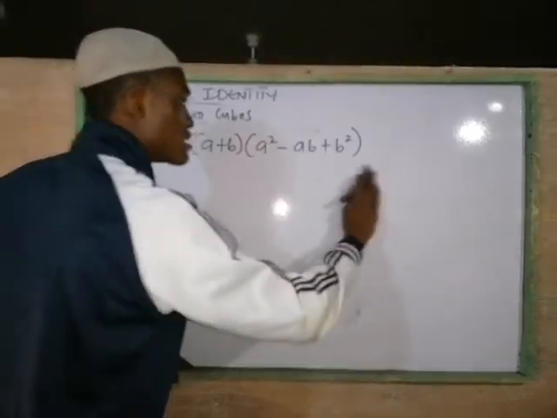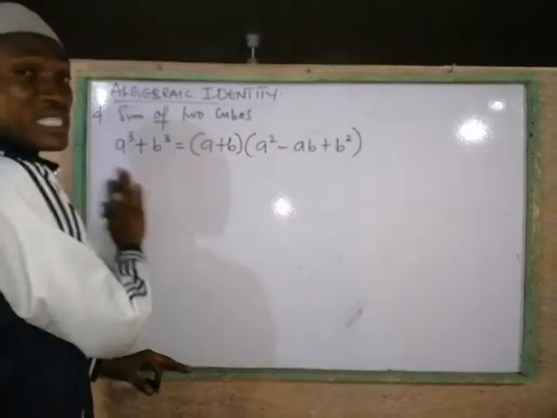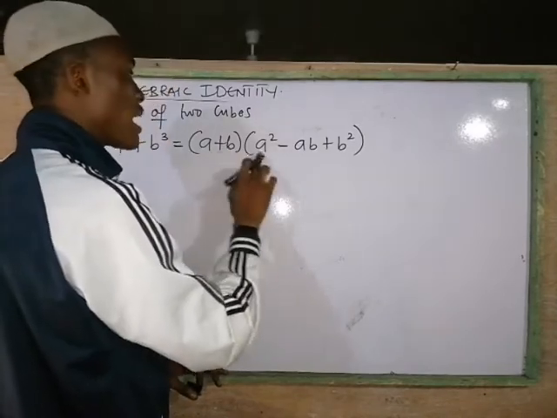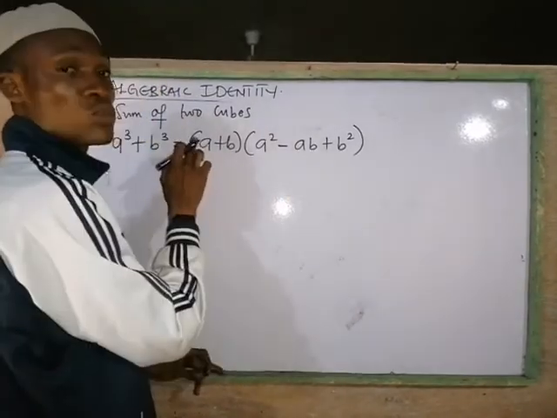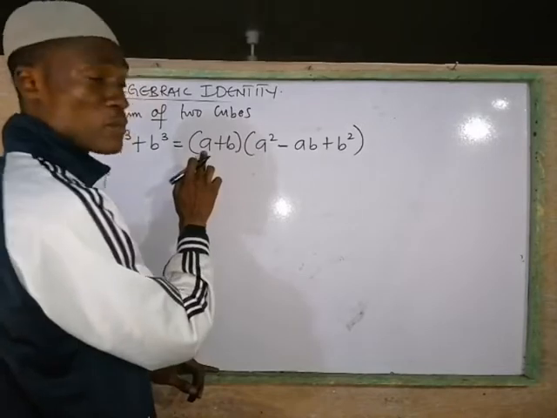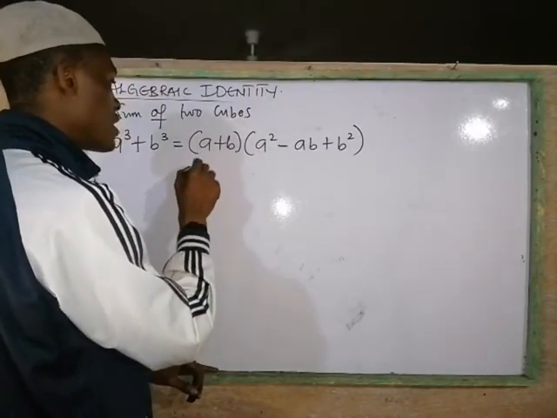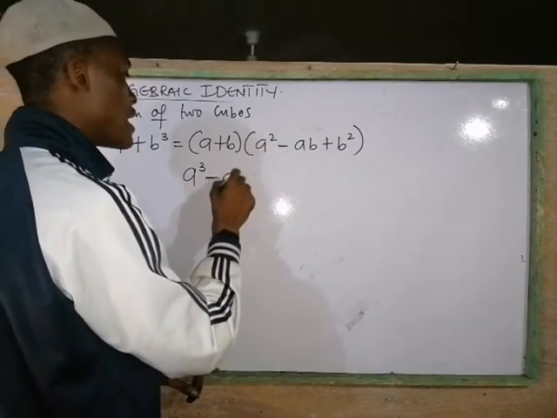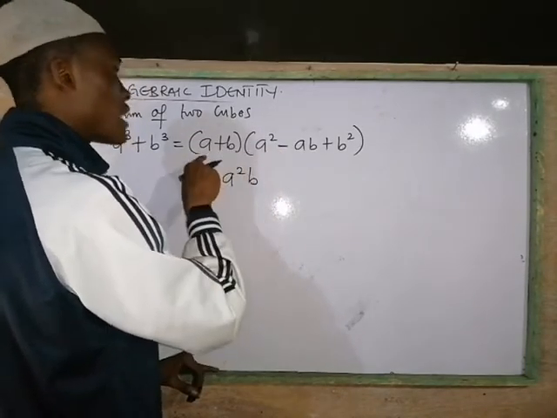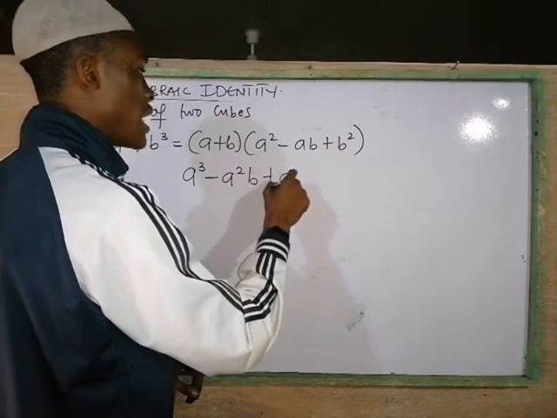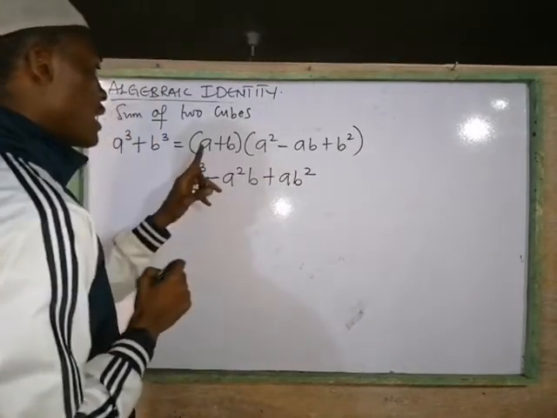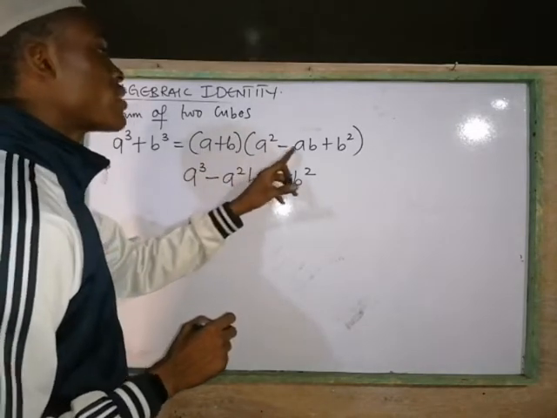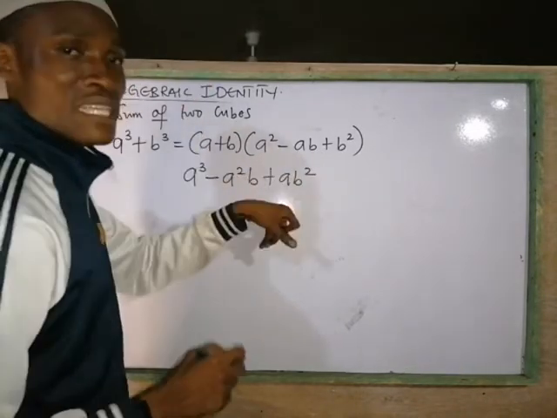So let us factorize this and see if what we actually did is correct. Multiply all these values with a, then you multiply all these values again with b. So I want to multiply all through with a. So a times a squared gives a cubed. A times minus ab gives minus a squared b. A times b squared gives ab squared.